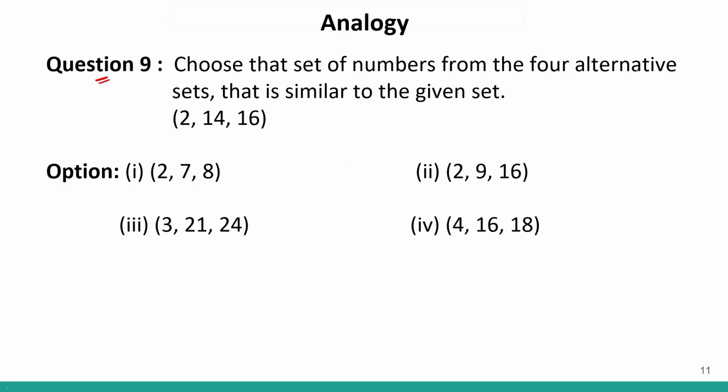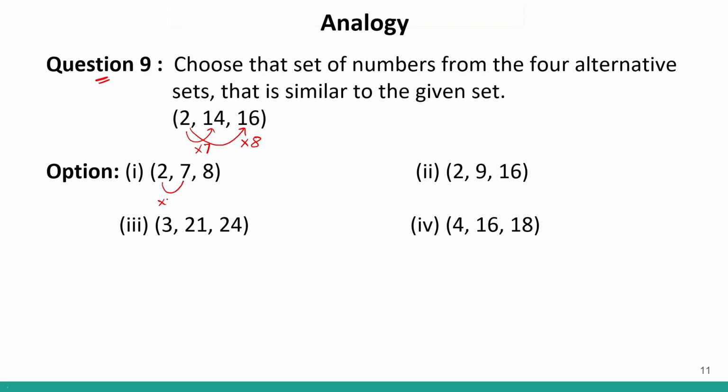Choose that set of numbers from the 4 alternative sets which is similar to the given set. So we have a set over here. First, we have to identify the relationship between these numbers, and then we have to identify which set among the 4 options has the same relationship. Okay. So between 2 and 14, I can see this is multiplication by 7 and this is multiplication by 8. Correct? Multiplication by 7, multiplication by 8. Now let us check the options.